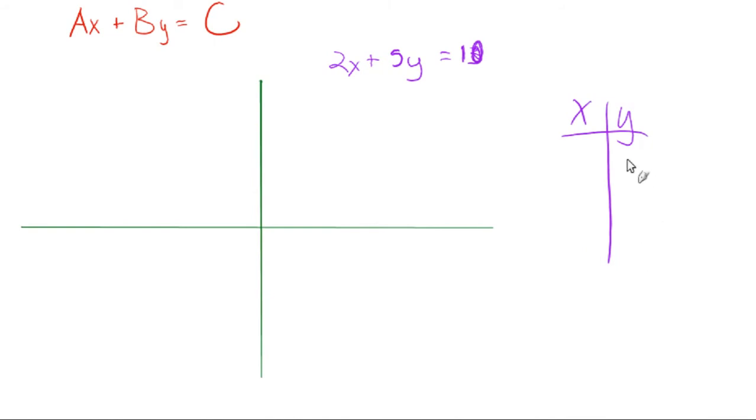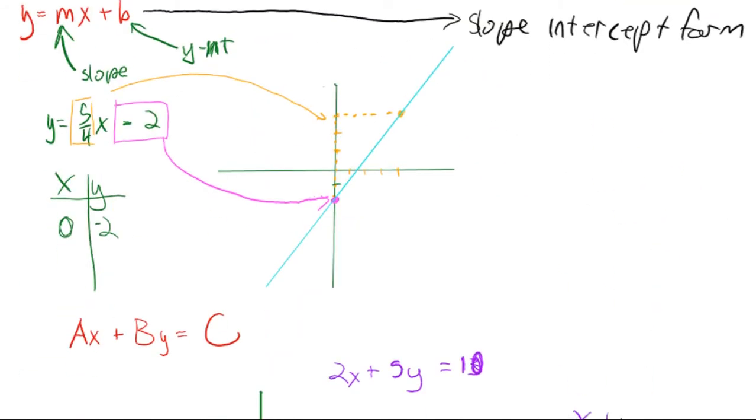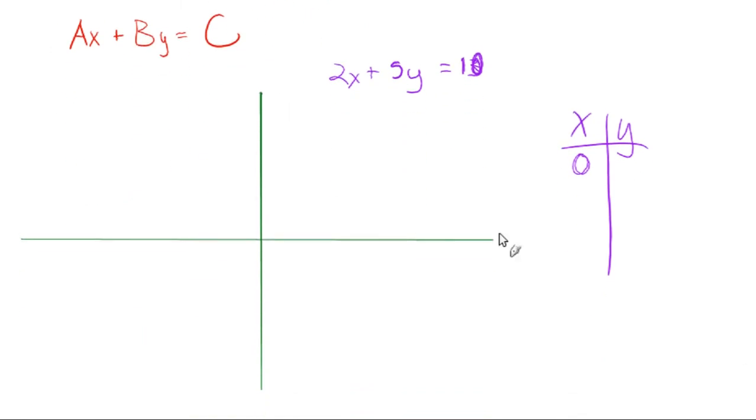Some really smart choices for x and y would be, let's put a 0 in for x. What's going to happen there is the same as what happened in the previous one up here. When we put a 0 in for x, we get 2 times 0, and that goes away, and we're just left with 5y equals 10. We'll divide by 5 and get 2. So when x is 0, then y is 2.